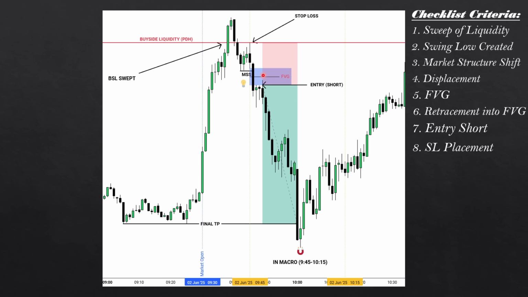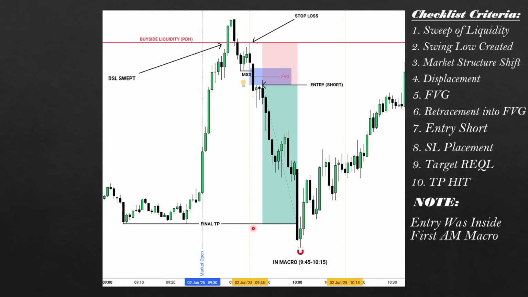Our stop loss rests above the nearest swing high, as we could see right here, risking exactly 30 handles on this trade, and we'll be targeting these relative equal lows. As I said earlier, relative equal lows or relative equal highs are a very strong draw on liquidity. Price is usually always attracted to these levels, and as you can see, price absolutely delivers and hits our take profit. And something to note in this trade is the time that we took the trade in. As you can see, it's in between 9:45 to 10:15, which is considered to be the first AM macro.